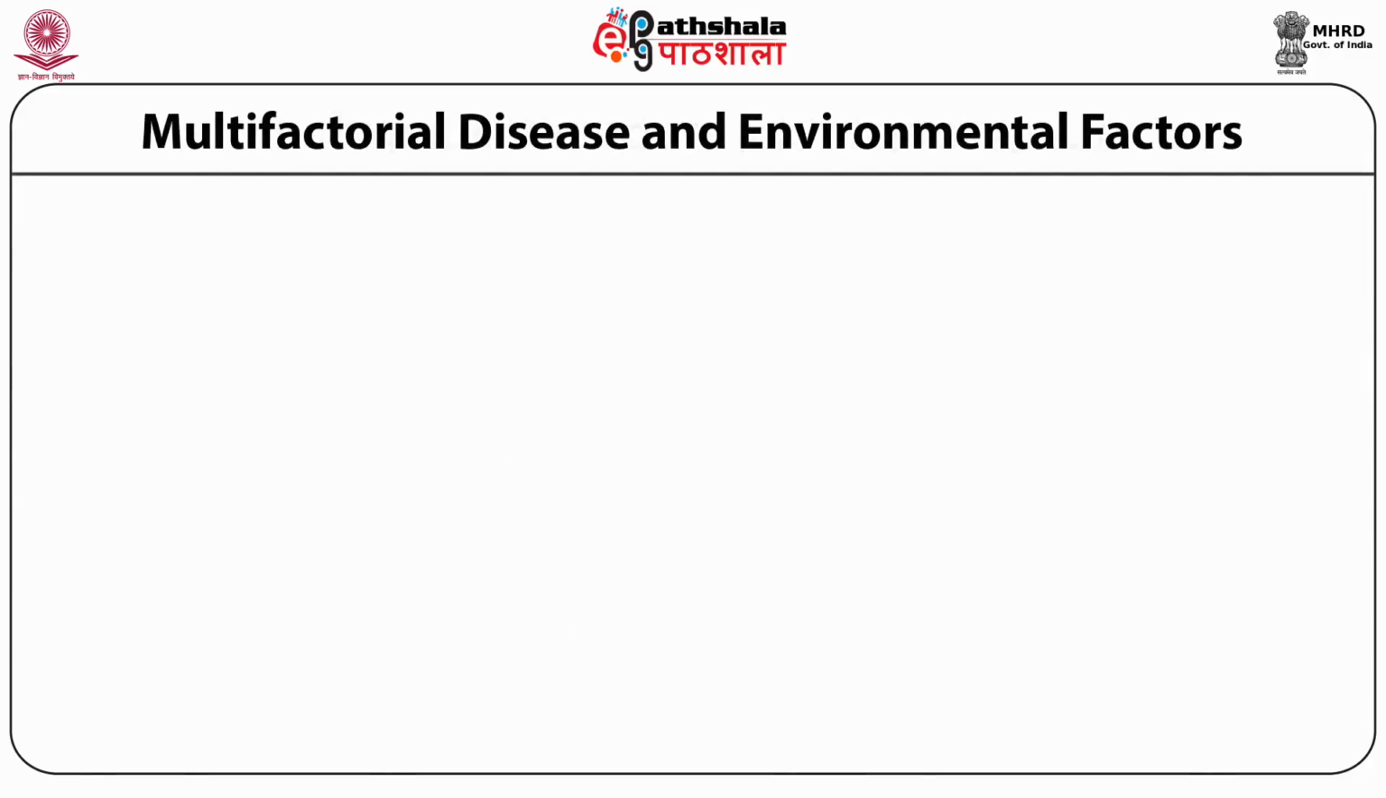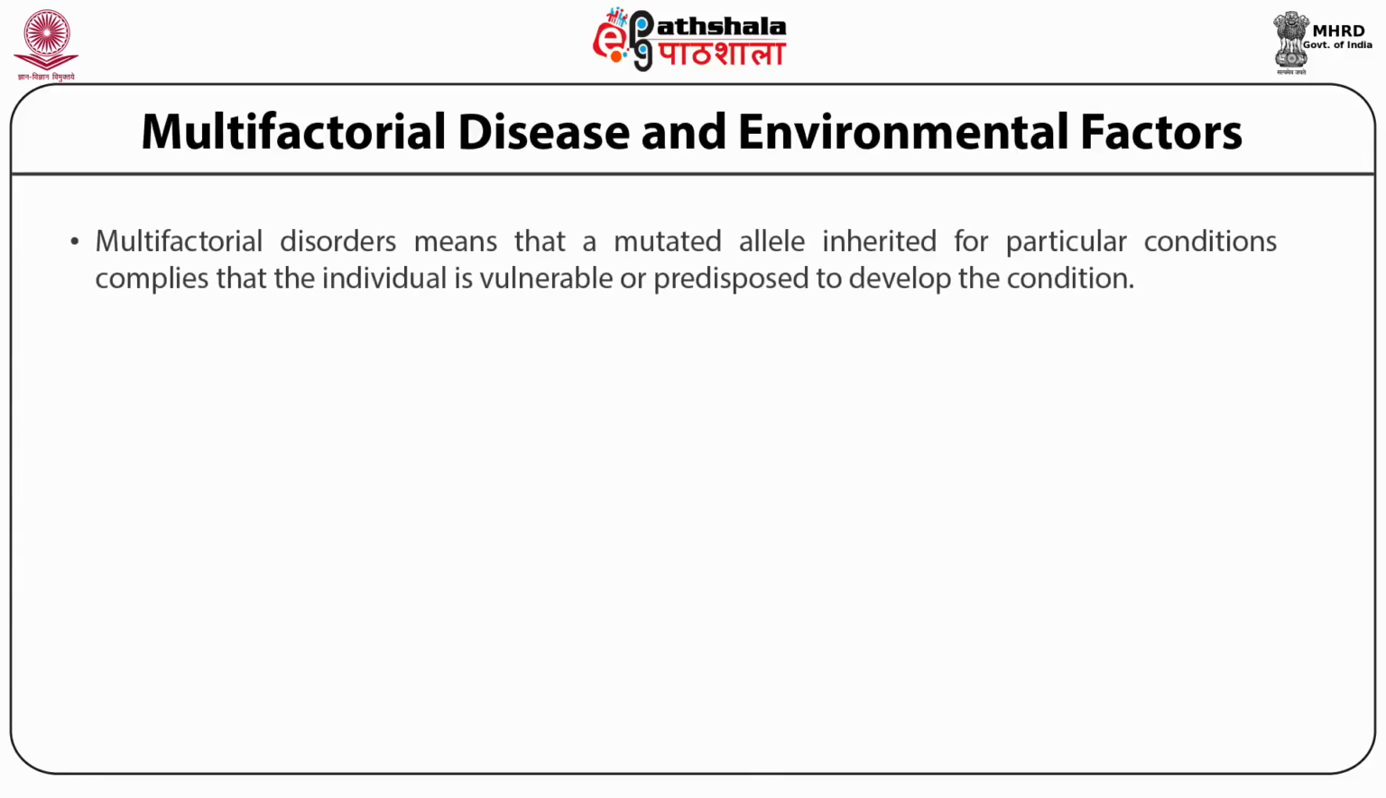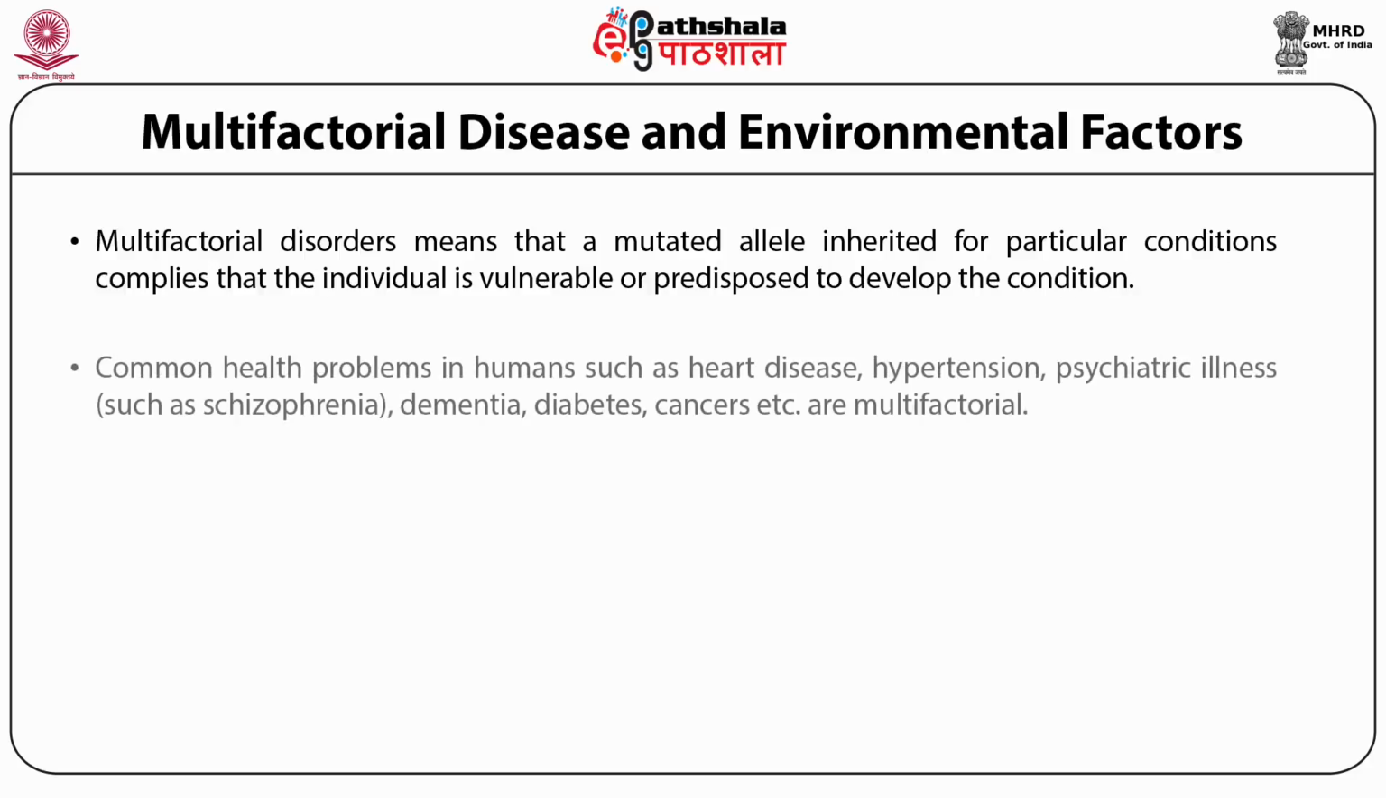Multifactorial disease and environmental factors. Multifactorial disorders mean that not only does the inherited mutation make an individual vulnerable or predisposed to develop the condition, but there are other risk factors, such as an unbalanced diet, stress, or exposure to some environmental factors, which contribute to the expression of the disorder. Common health problems in humans such as heart disease, hypertension, psychiatric illness such as schizophrenia, dementia, diabetes, and cancer are multifactorial.